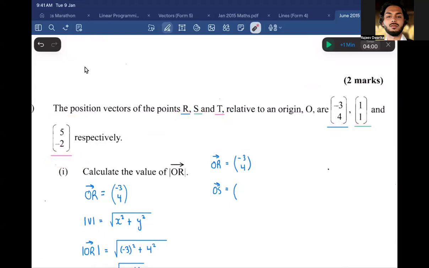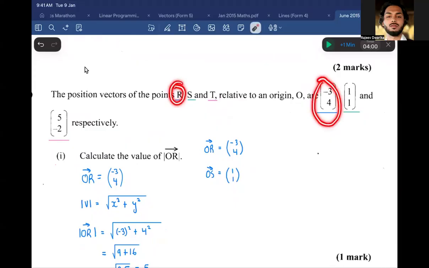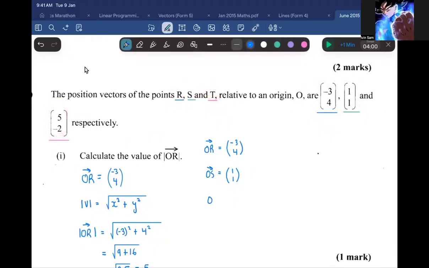So O to S is what? 1 1. So watch. R is minus 3 4. S is 1 1. And T is 5 minus 2. And so O to T, that's 5 minus 2.